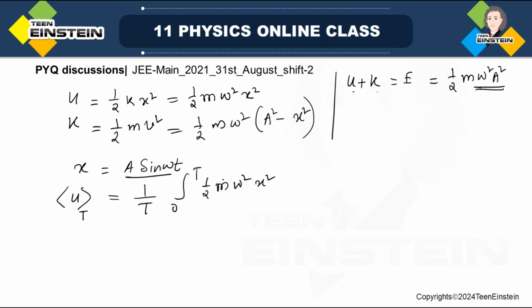Let us put that here. So if we put that x over here, what am I getting? Half m omega square a square sine square omega t dt. I have to write it this way. This is the time average in a full cycle or one time period. So look, this term is constant. There is no time dependence.